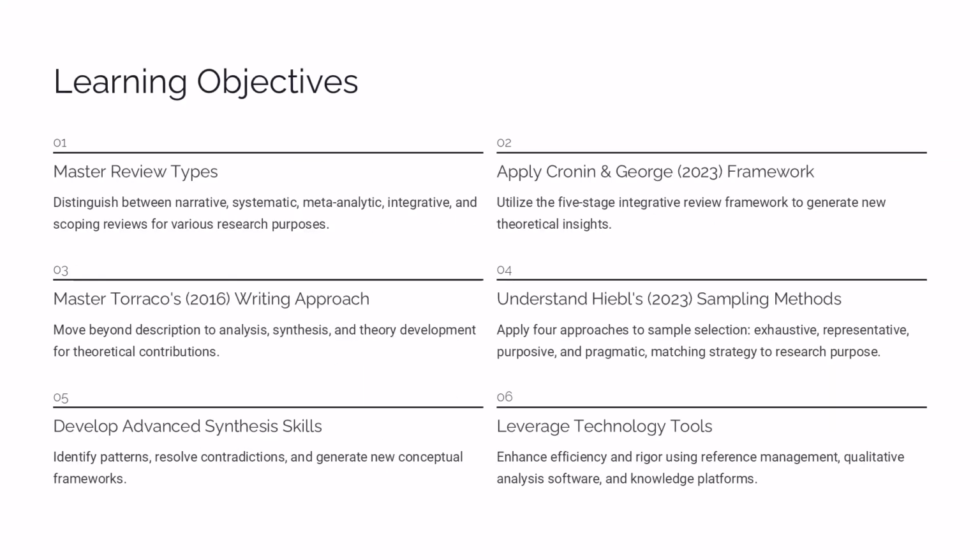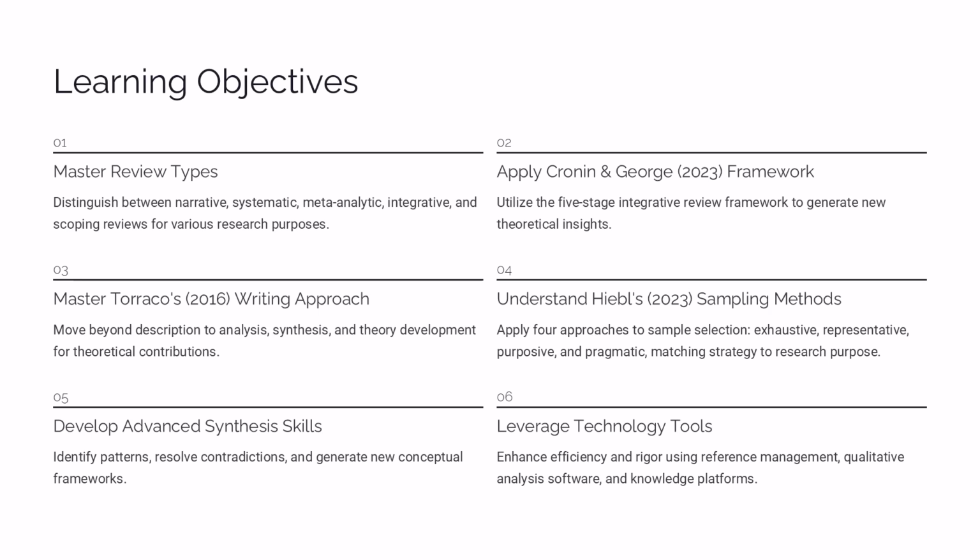Learning objectives. The learning objectives represent a comprehensive transformation in how you approach literature reviews and their role in scholarly contribution. First, you will master the distinction between different types of literature reviews: narrative, systematic, meta-analytic, integrative, and scoping reviews, understanding not just their characteristics, but when each approach is most appropriate for different research purposes. This isn't about learning arbitrary categories. It's about developing the methodological sophistication to choose the right tool for your specific research goals, and to justify that choice to skeptical reviewers and readers.